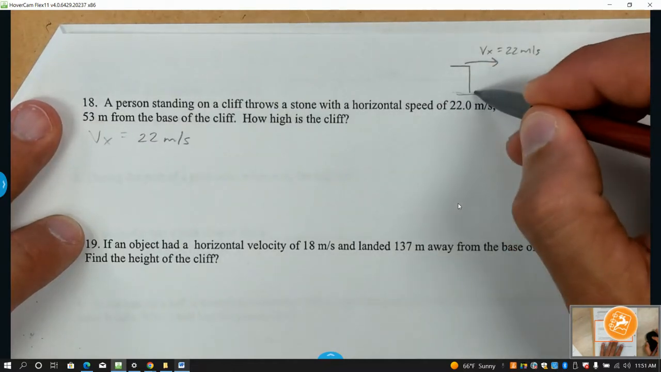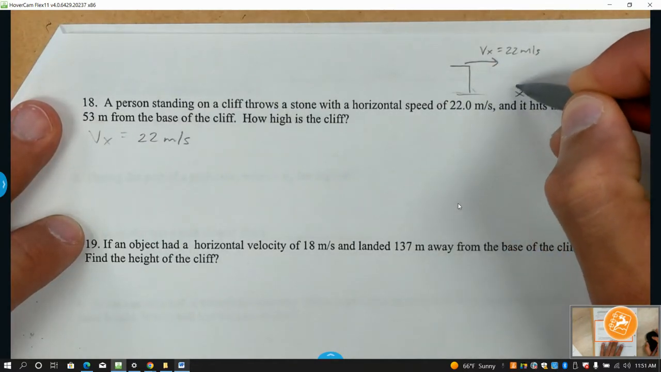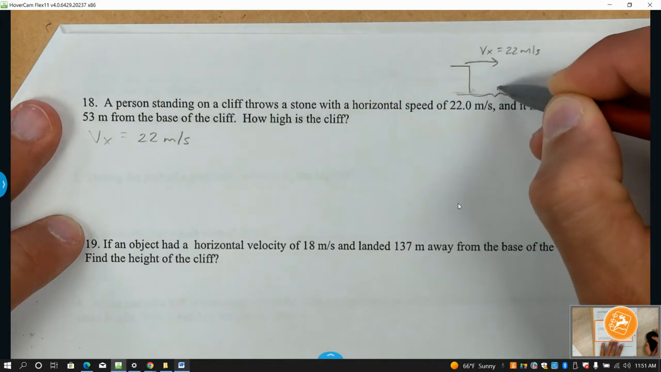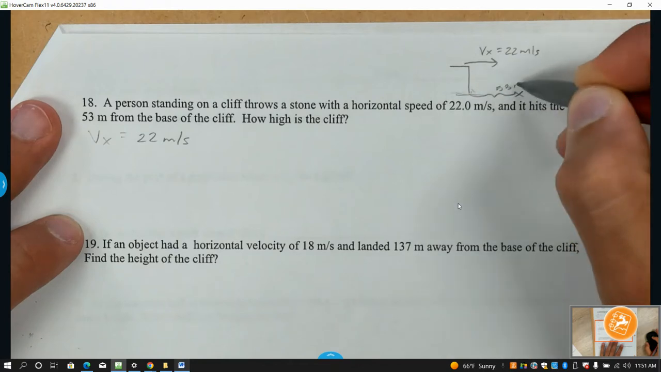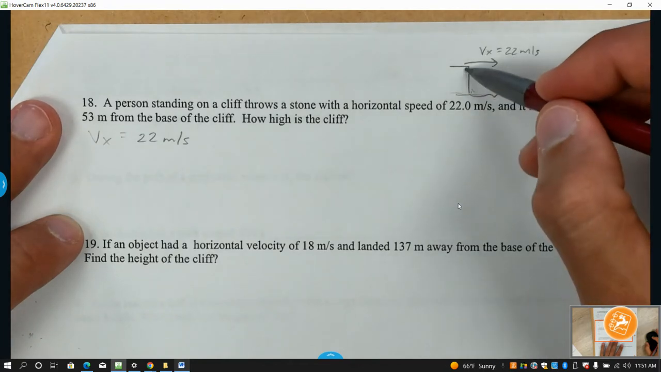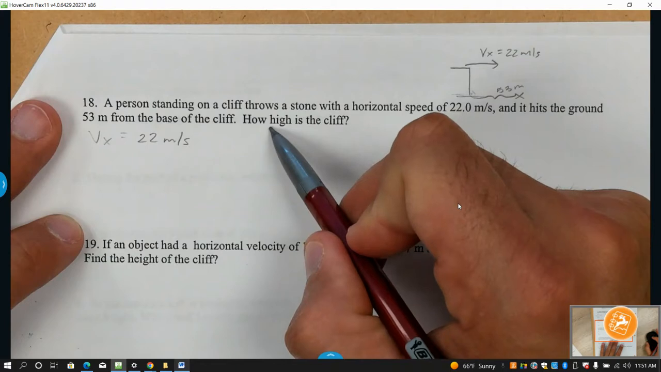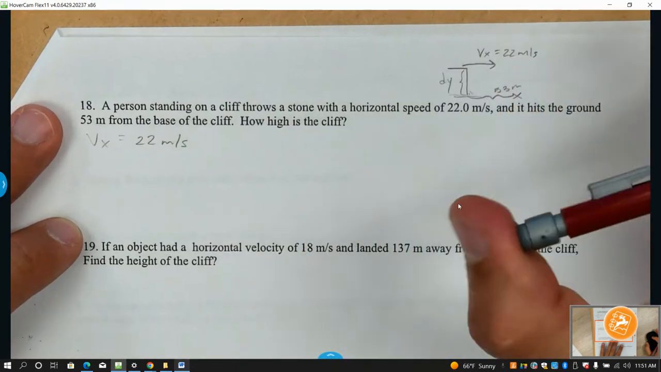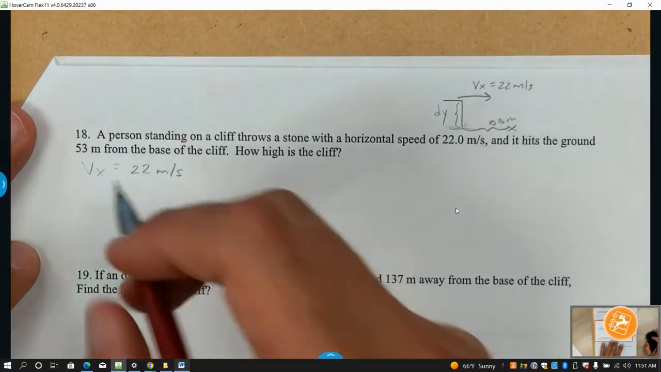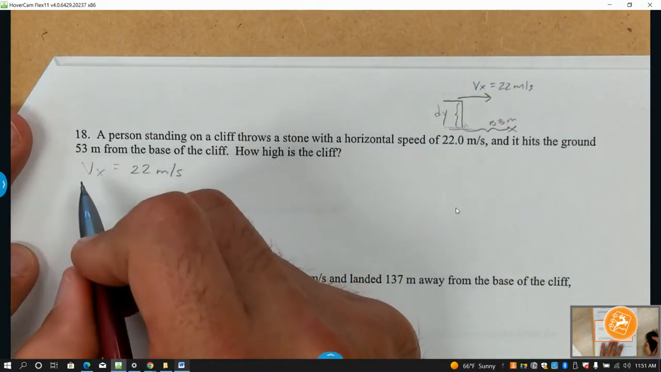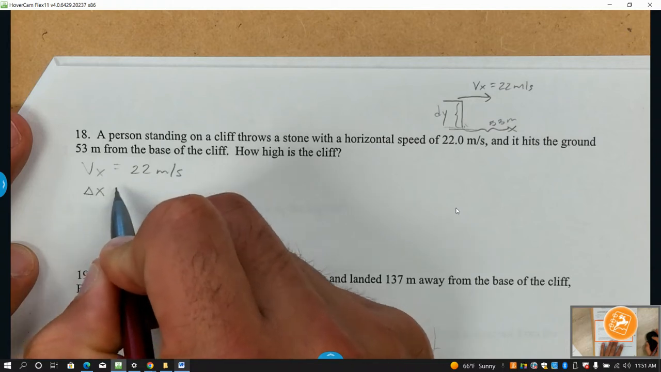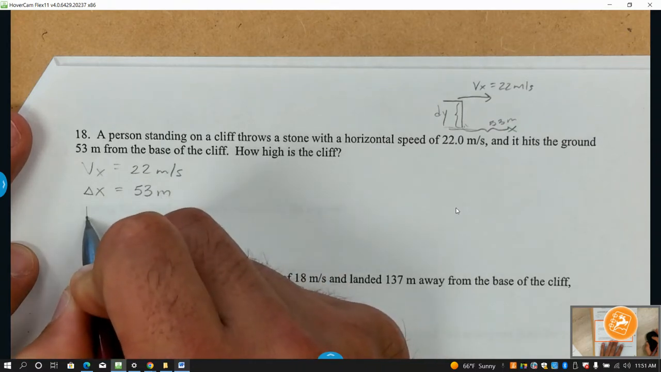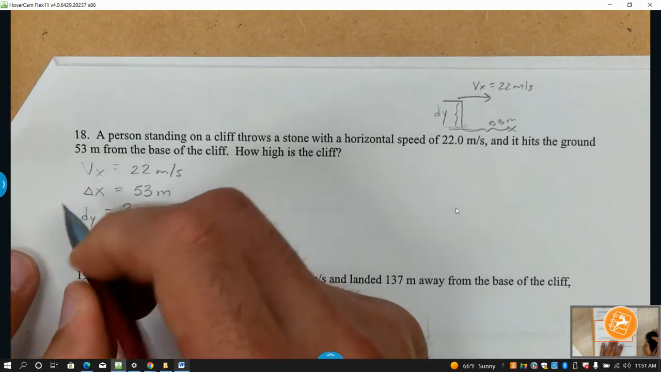It hits the ground 53 meters away from the base. So if the base of the cliff is down here, it lands over here, 53 meters away. Is that in the x direction? Yes. And they're asking how high the cliff is, so they want dy. We have Vx, we have delta x of 53 meters, and we want dy. That is my question mark.